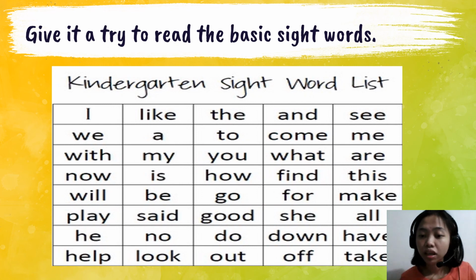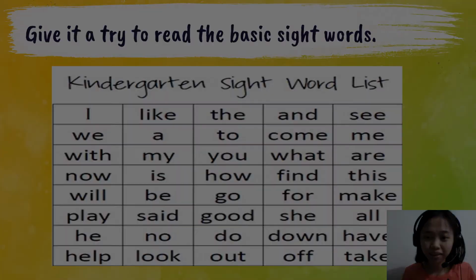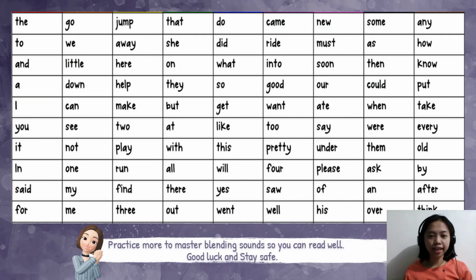Next, T, A, K, E. We say it as take. Say take. Very good. So here are another set of sight words that you should practice with your mommy. You need to practice more blending, to master blending sounds so you can read well.